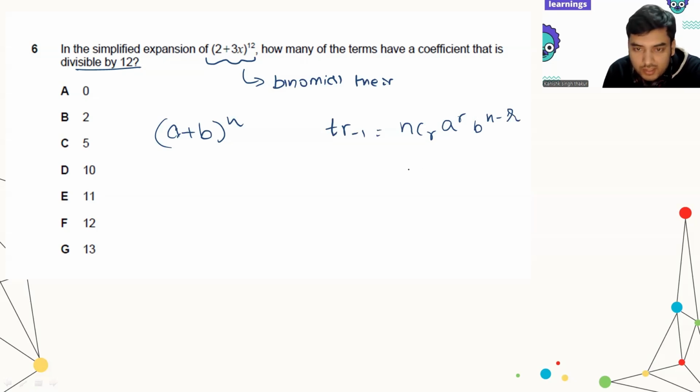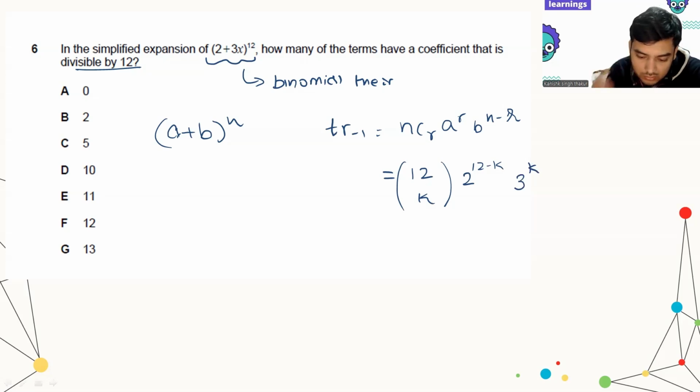So any term here, in general, would be 12Ck, suppose there are k terms. And a is 2, so 2 to the power 12 minus k, and then 3 to the power k, since the other one is 3x, so this is (3x) to the power k. Now normally your coefficient will be varying because of these numbers.